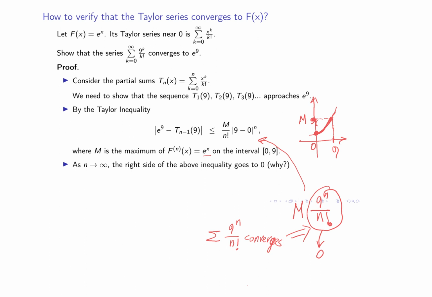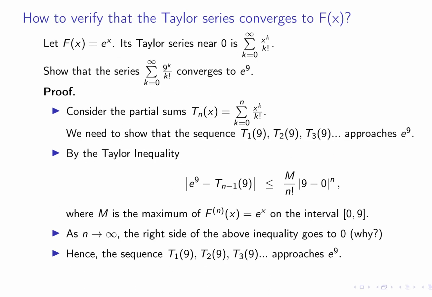So the bottom line is that the right side of our Taylor inequality goes to 0. And remember that the right side is an overestimate of the gap between e to the 9 and the partial sum at 9. So the gap also goes to 0 as n goes to infinity. And this shows that our sequence of partial sums indeed approaches e to the 9. That's pretty much the argument.